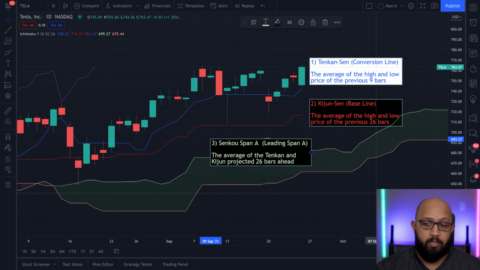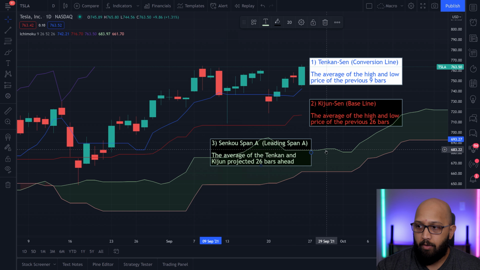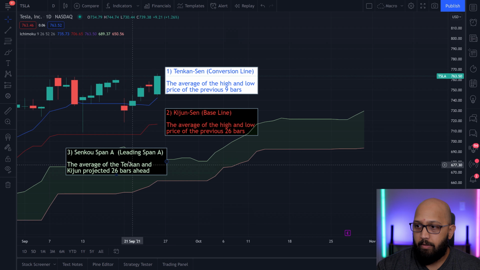The third component in this indicator is the Senkou Span A, also known as the leading span A. Now this is the average of the Tenkan and the Kijun projected 26 bars ahead. So if we look at this green line here, we notice that it continues even past the current price, and it continues 26 bars ahead.